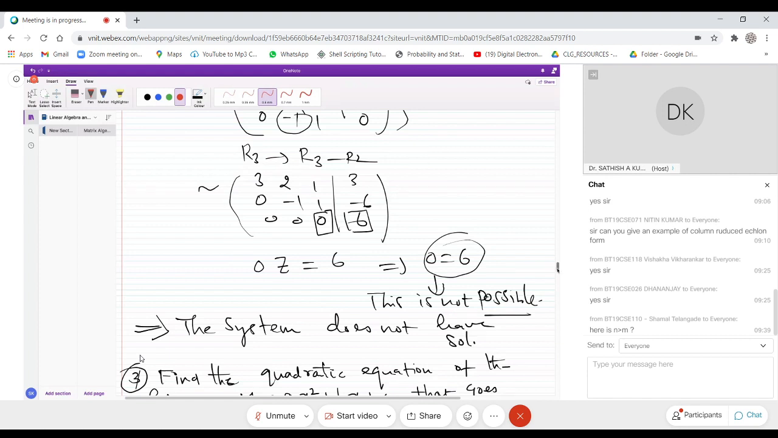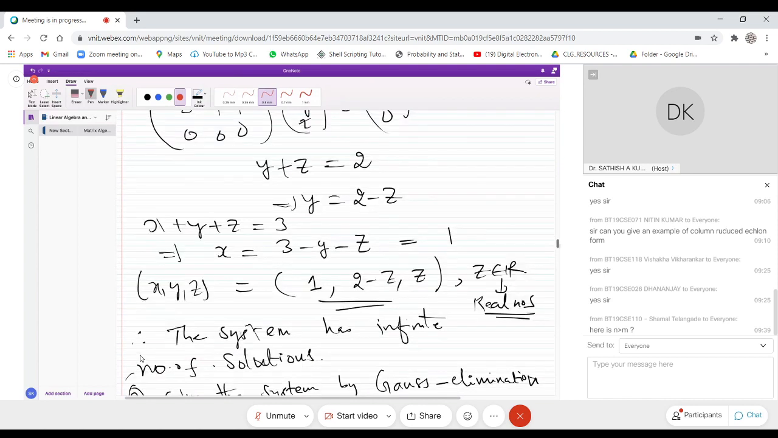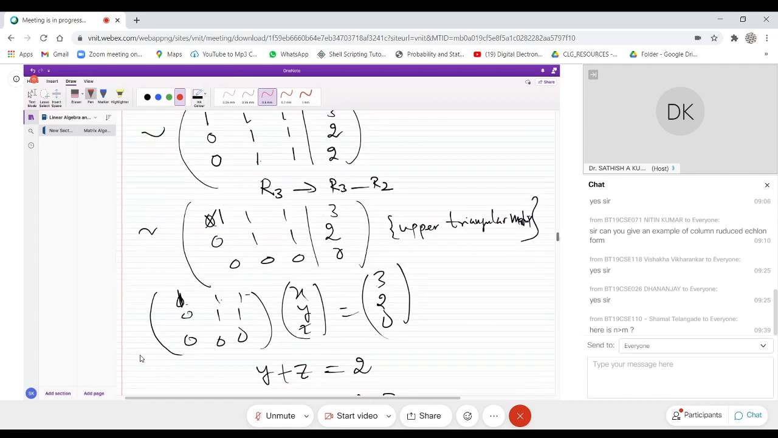The same thing you can have for this problem also. It has an infinite number of solutions. Okay, you can see this. Rank of A is 2, because the number of non-zero rows is 2. And similarly, in the B column also you have a 0 here. So the rank of AB is also 2. But the given matrix is 3 by 3. So therefore, the rank is less than n. The rank of AB is 2, but not 3. So in that case, you can have an infinite number of solutions.